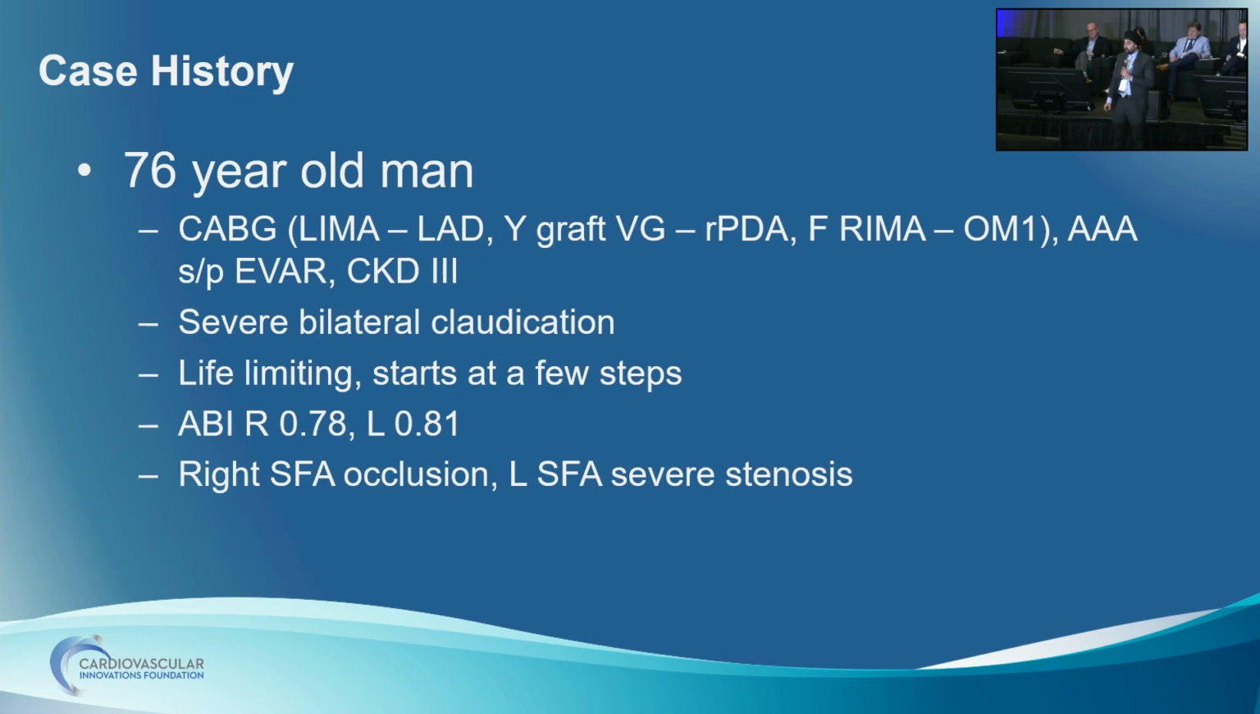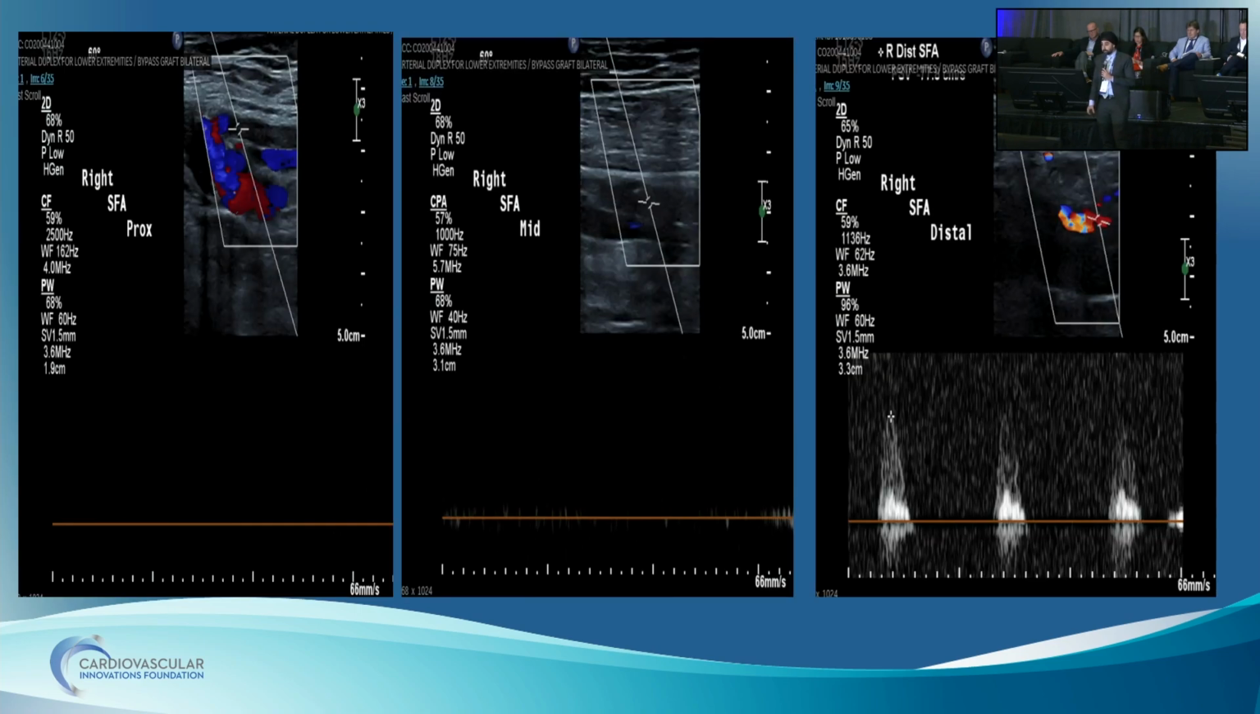He had severe bilateral claudication, life-limiting, started at a few steps. He was otherwise very functional and really wanted a better quality of life. We did an ABI which showed right side was 0.78, left side was 0.81, and there was a right SFA occlusion and severe left SFA stenosis. This is his duplex. On the right, you can see that the occlusion starts really right after the bifurcation, and then he has reconstitution in the distal segment.